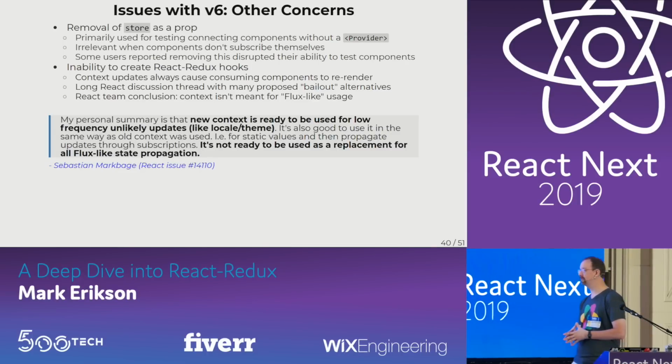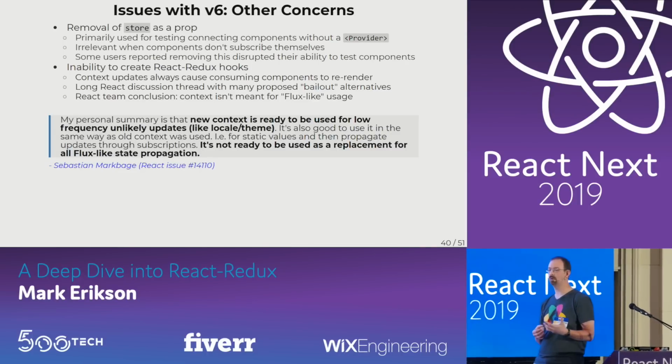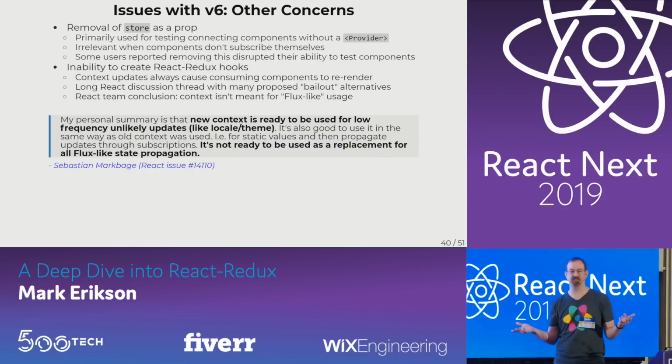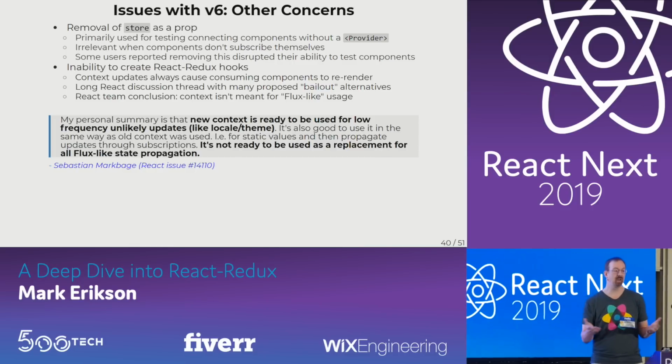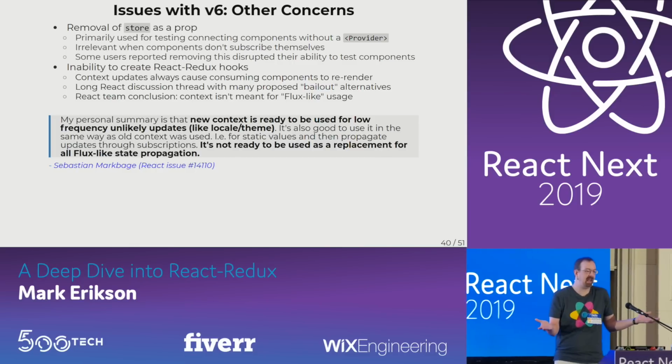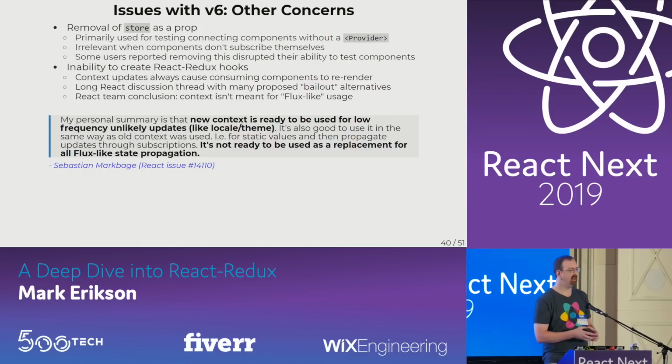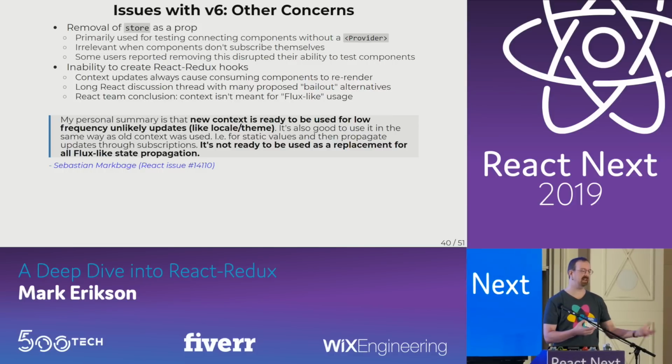There were also some concerns about the fact that there was no more store as a prop in version 6. Since the connected components didn't subscribe themselves, there was no point in having store as a prop, and so we removed that. And some users expressed concerns that they couldn't test their connected components effectively. And finally, this was a blocker for our ability to maybe create some kind of a Redux hooks API, because context always causes that component to update. There's no way to avoid re-rendering when the context value changes.